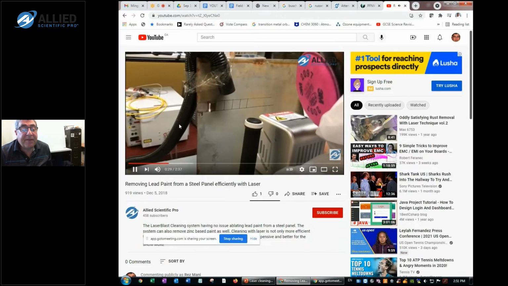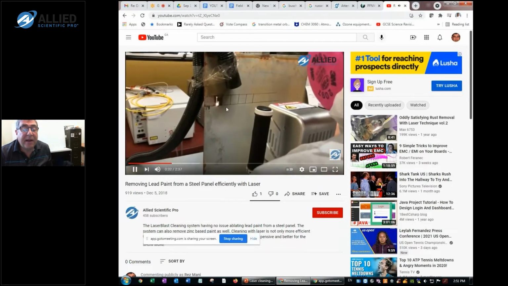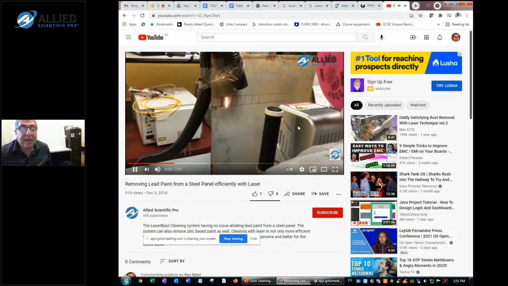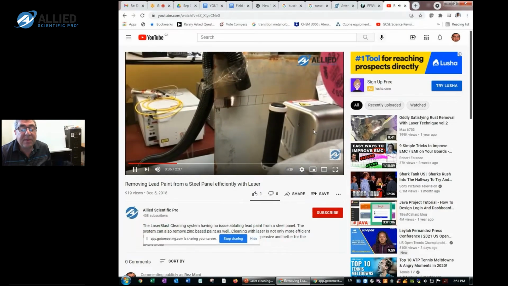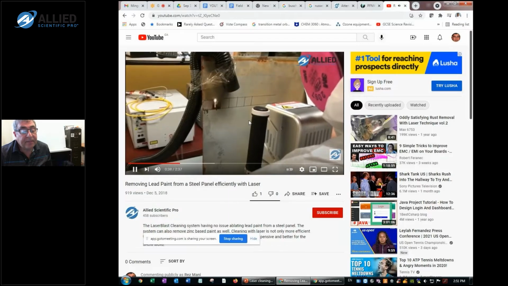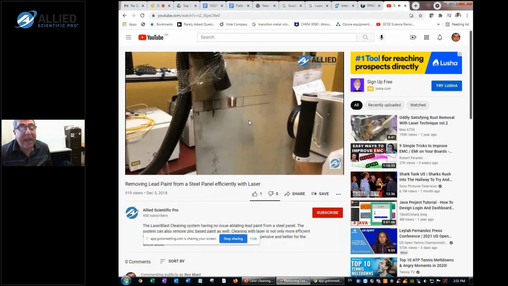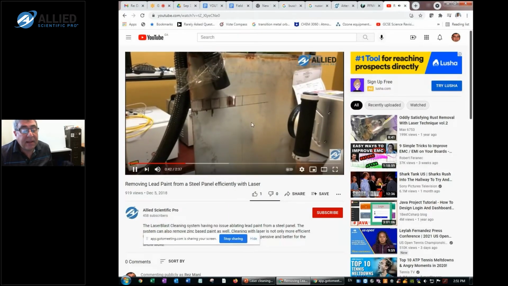So you can see different areas were defined here, and the 200-watt system is cleaning on a steel panel with lead paint.